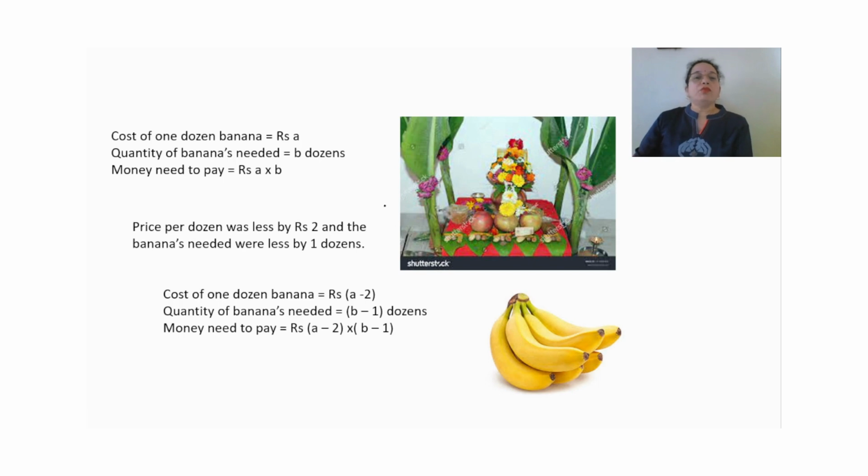You can take one more example. Suppose आज मेरे घर में मैंने पूजा रखी हुई है, सत्यनारायण की पूजा रखी है, मुझे प्रसाद में फ्रूट्स देने हैं, केले देने हैं, तो मैंने डिसाइड किया कि मुझे फ्रूट्स चाहिए। कितने फ्रूट्स, कितने डजन केले चाहिए?